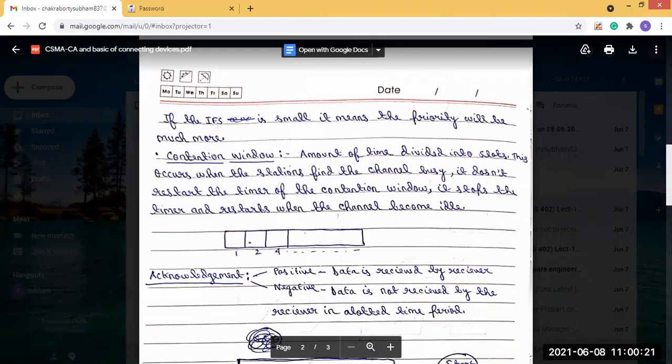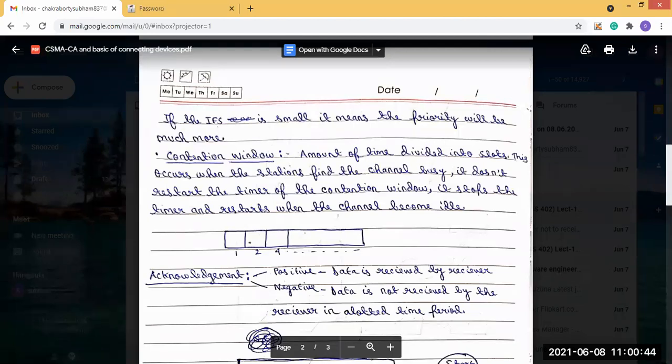Because if the IFS is small, then it will try to send the frame immediately. But if the IFS is much larger, that means there is not so much need to send the frame right now, so it will wait more time, more IFS time. Okay, so this is the concept of the IFS.